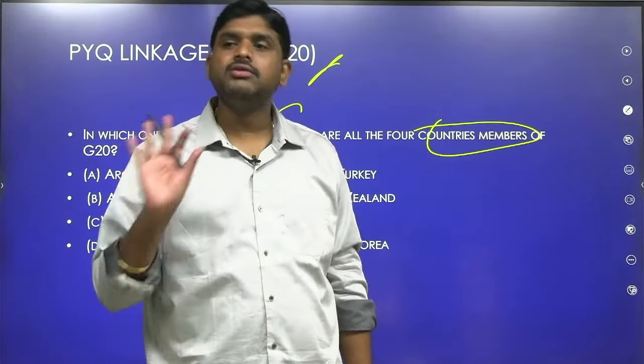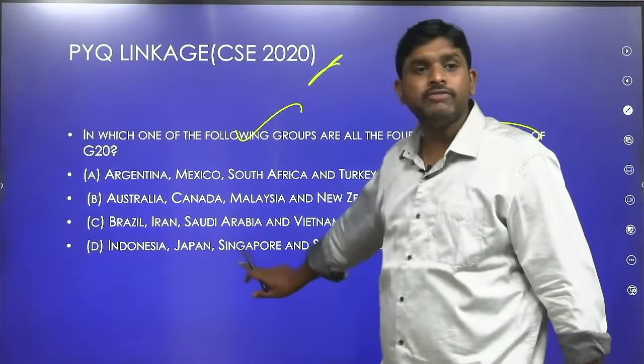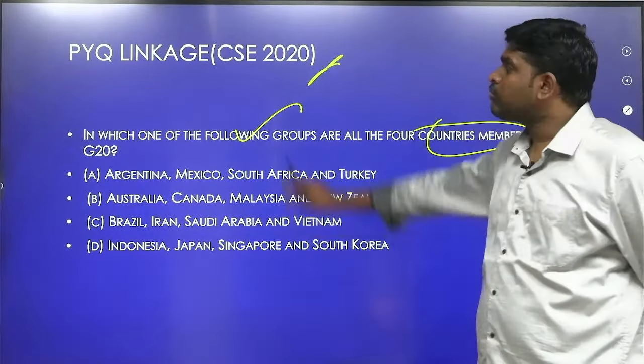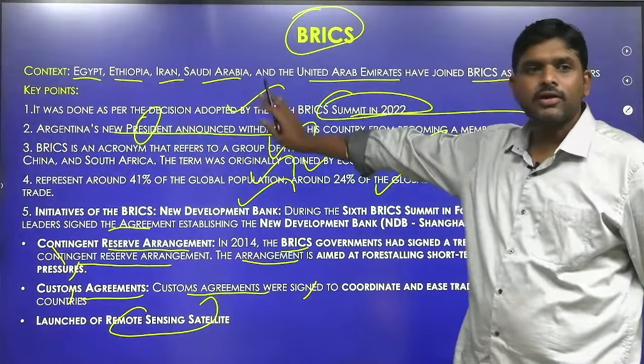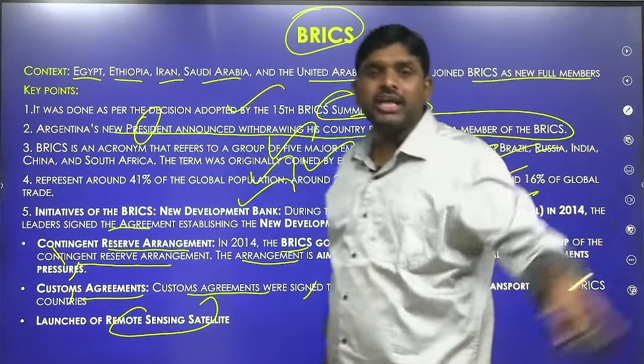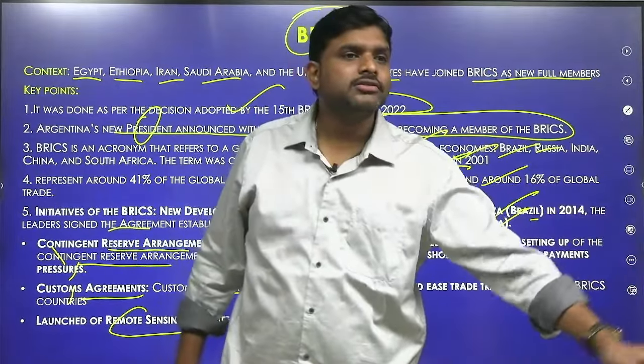Every group has its own significance. So, they asked on which group? G20. Hence, what is in the news? BRICS. Oh, BRICS I should study. Why? Because he asked on G20.